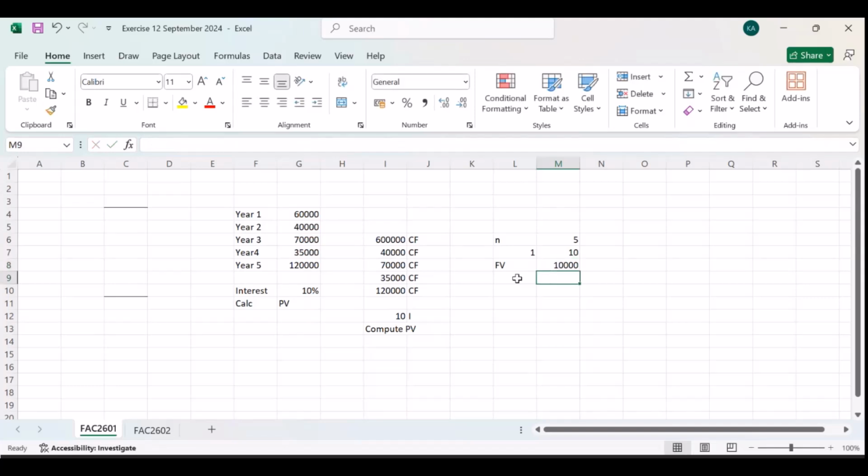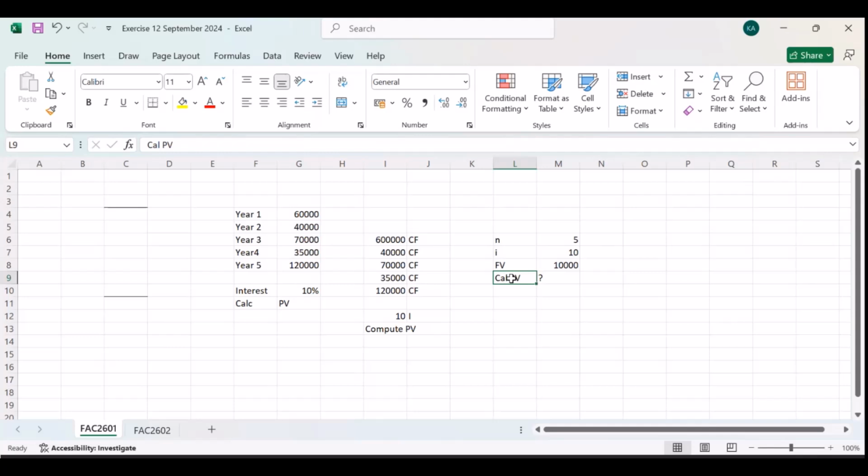Now calculate your present value. In that case, you don't use the cash flow mode. You clear your memories and you say 5 is n, 10 is I, future value is 10,000. Therefore, what is my present value? You compute present value to give you what your present value is.